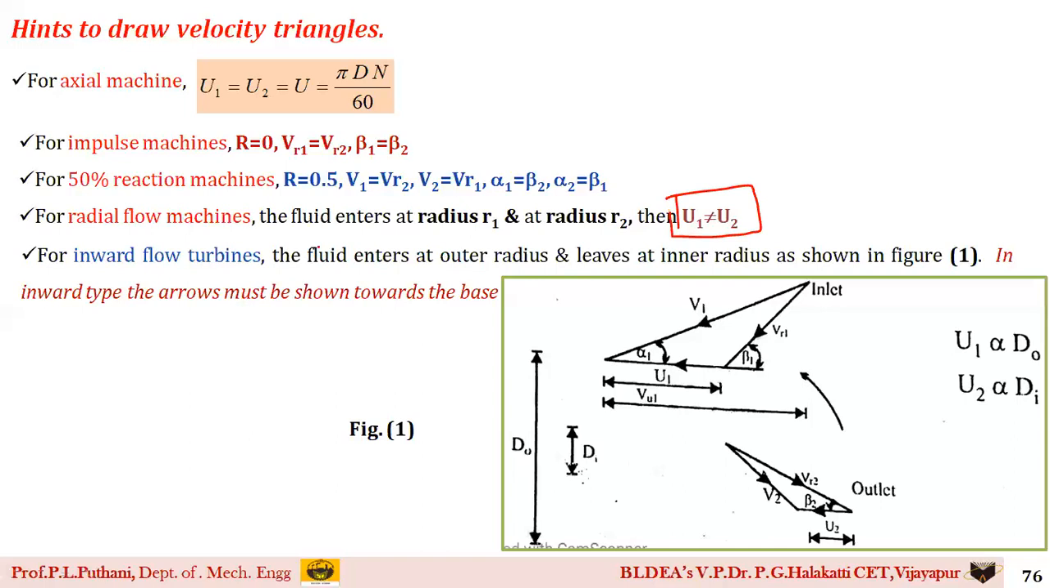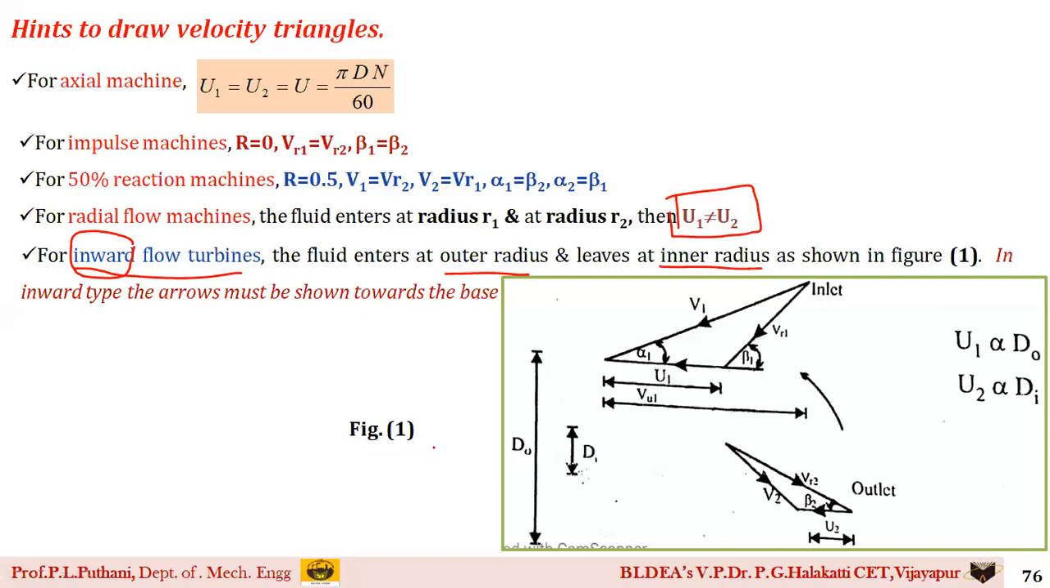Then if it says there is an inward flow turbine, inward means the fluid is moving towards the center of the rotating shaft, from outside towards the inside. The fluid enters from the outer radius and moves towards the inner radius. So please remember, inward means moving from outside to inside. The fluid enters at the outer radius and leaves at the inner radius, as shown in figure 1.